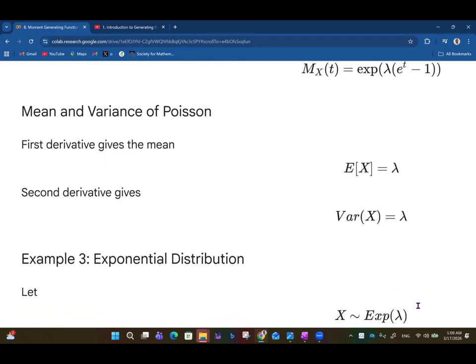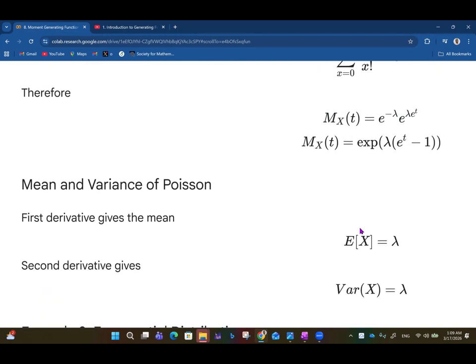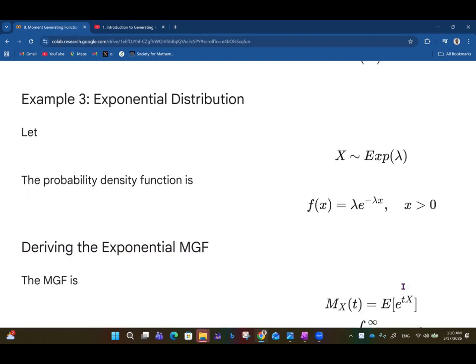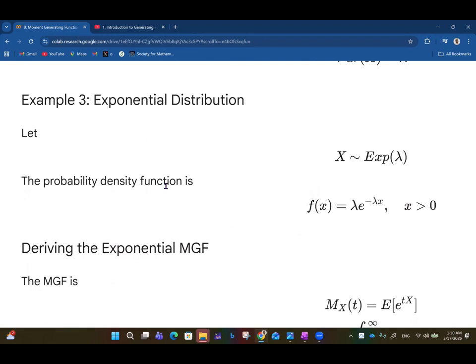So you can then do mean, variance, and all of that. So the mean and variance of Poisson: the mean, for instance, you differentiate this once, and if you evaluate at 0, you get lambda. The second derivative also gives us that the variance of x is also lambda for Poisson. Now if x follows an exponential distribution with parameter lambda, the probability density function is f of x equals lambda e raised power minus lambda x, for x greater than 0.